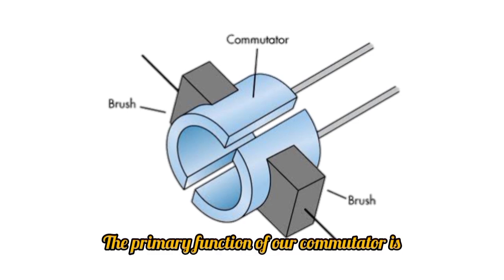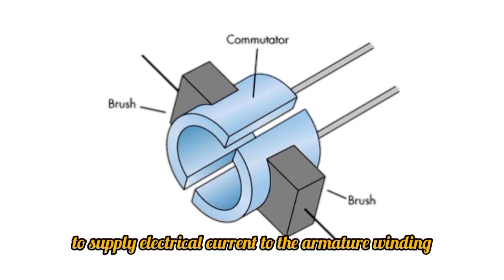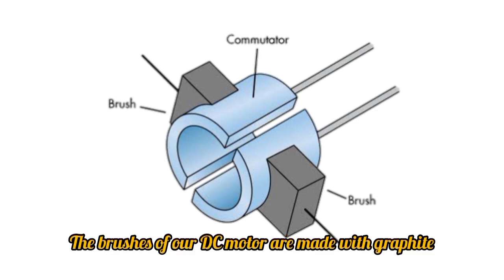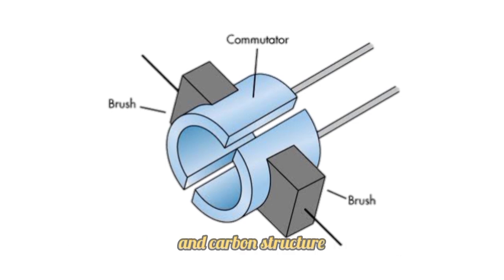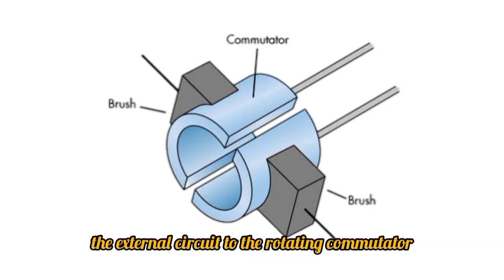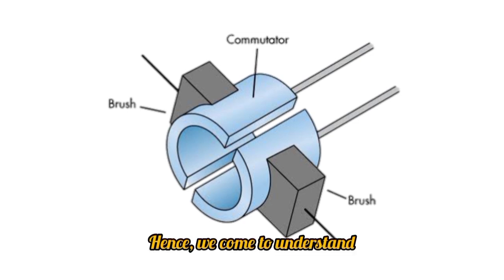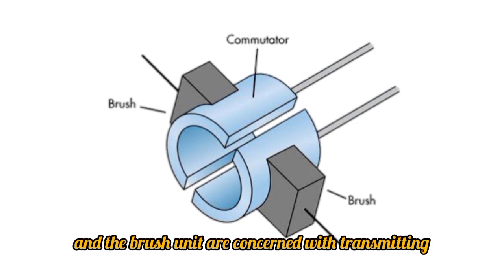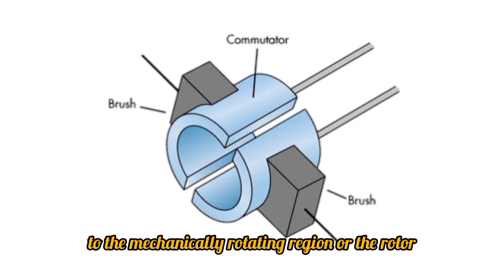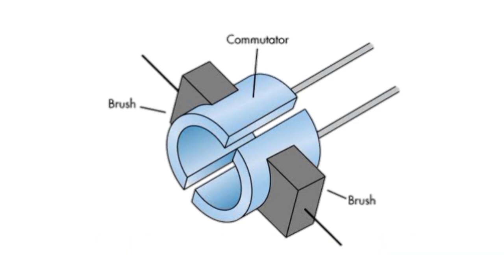The primary function of the commutator is to supply electrical current to the armature winding. Brushes. The brushes of a DC motor are made with graphite and carbon structure. These brushes conduct electric current from the external circuit to the rotating commutator. Hence, we come to understand that the commutator and the brush unit are concerned with transmitting the power from the static electrical circuit to the mechanically rotating region or the rotor.